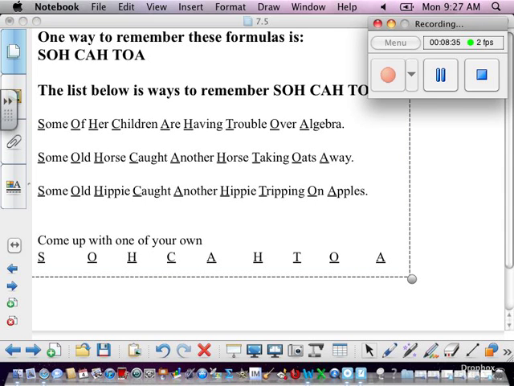All right, ladies and gentlemen, let's raise your hand if we want to share. Yes, Dana. Some of her cats and horses talk over Anna. Okay. Anybody else? Zayla? Some of Hannah's children are hot tamales over Anna. Anybody else? Yes. Some old hoes can alter vehicle territory.